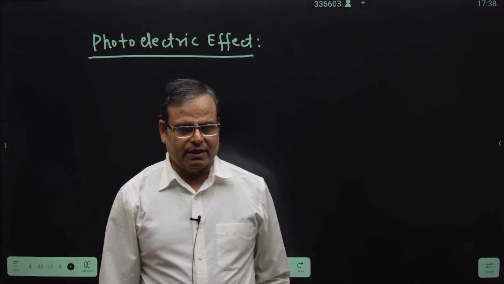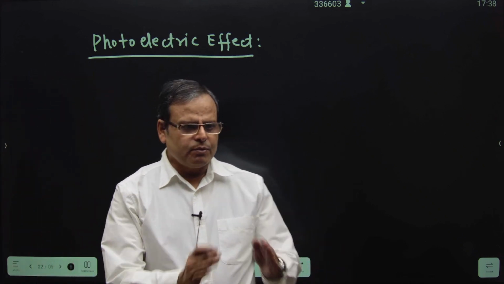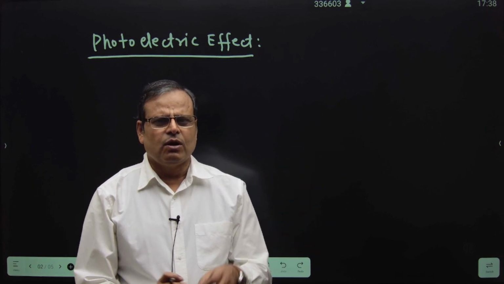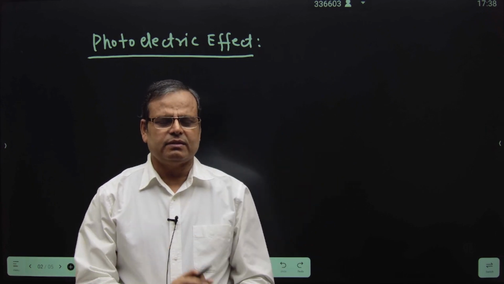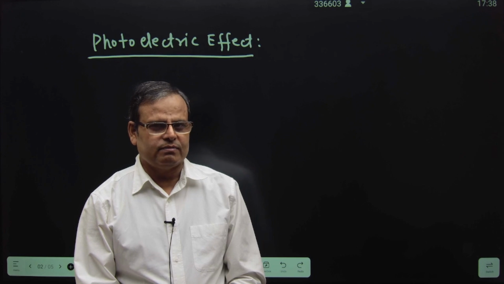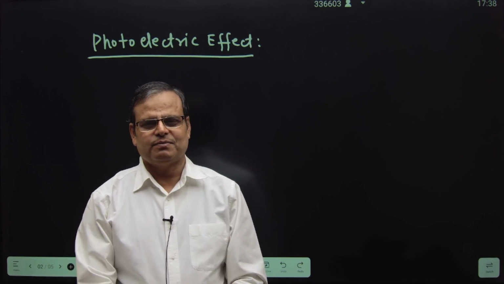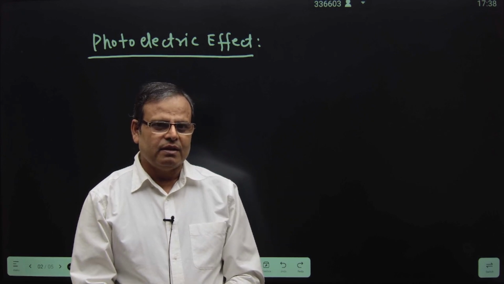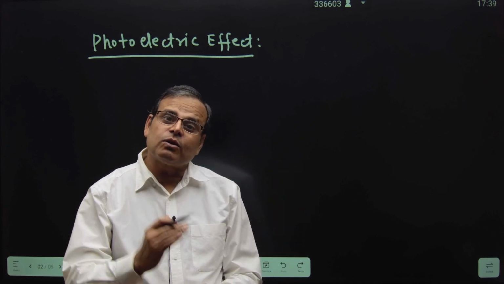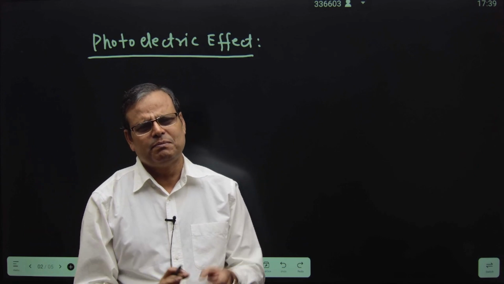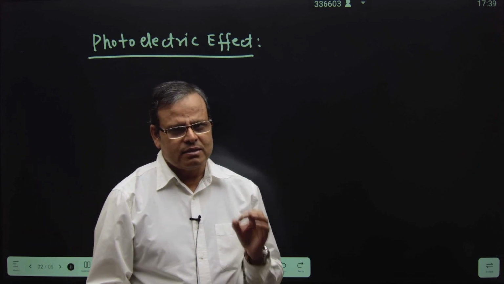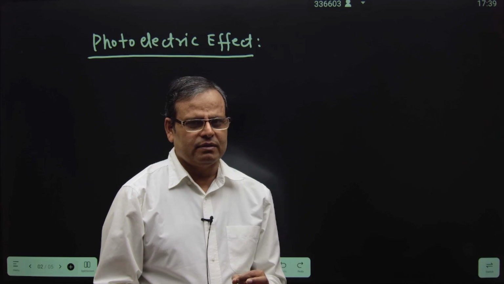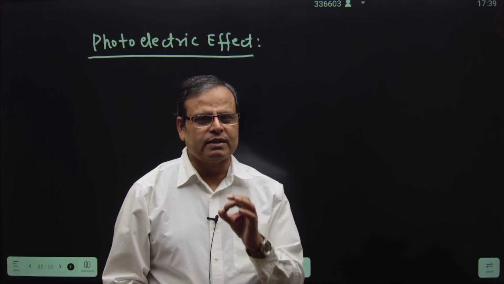What is the photoelectric effect? Suppose a light ray of sufficient frequency or sufficient wavelength falls on a surface, then the emission of electrons takes place. Very simple definition. Such a phenomenon is called the photoelectric effect.